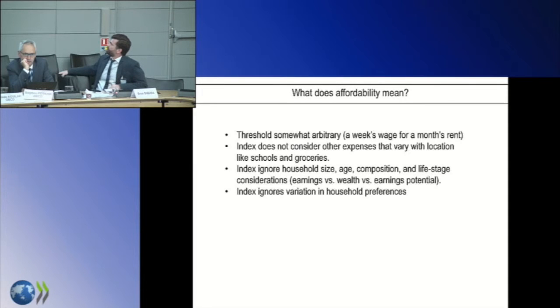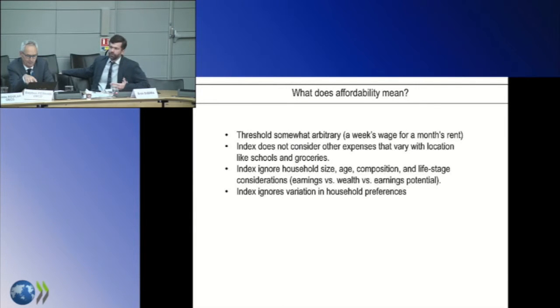The index ignores household size, age, composition. Life stage is really important. So if you look at, say, a college student, they may be spending 90% of their income on housing, and they're taking out loans. They may even be spending more income than they have on housing, but that's because they have expectations of making money in the future. At the opposite end, you have older households who often are reliant on the wealth they've accumulated in their house to survive.